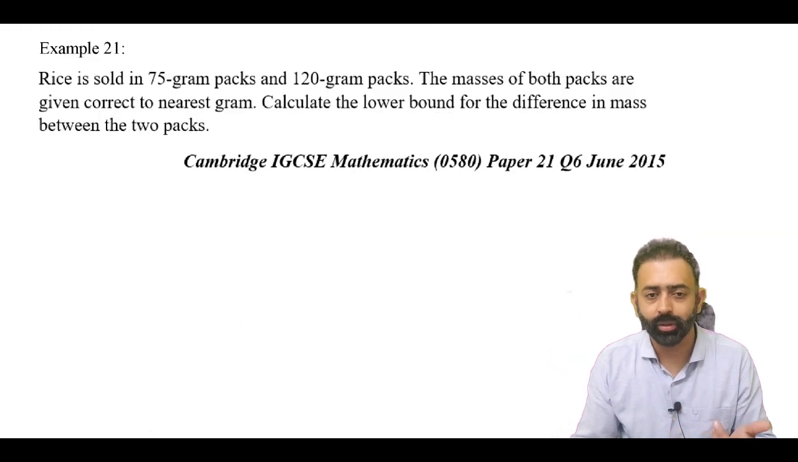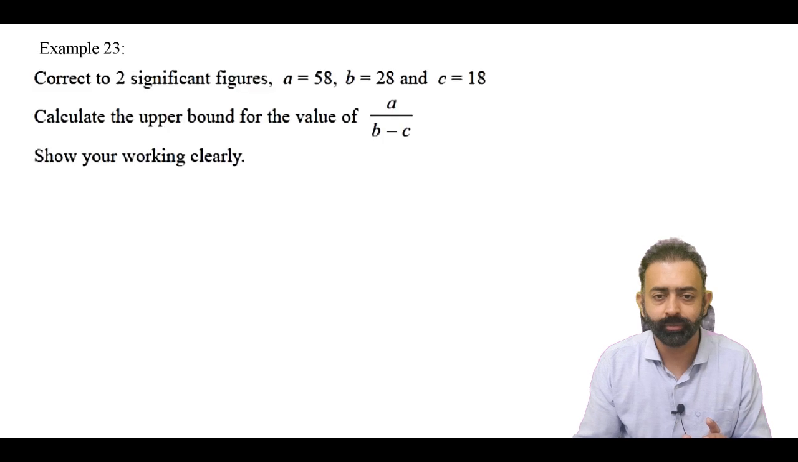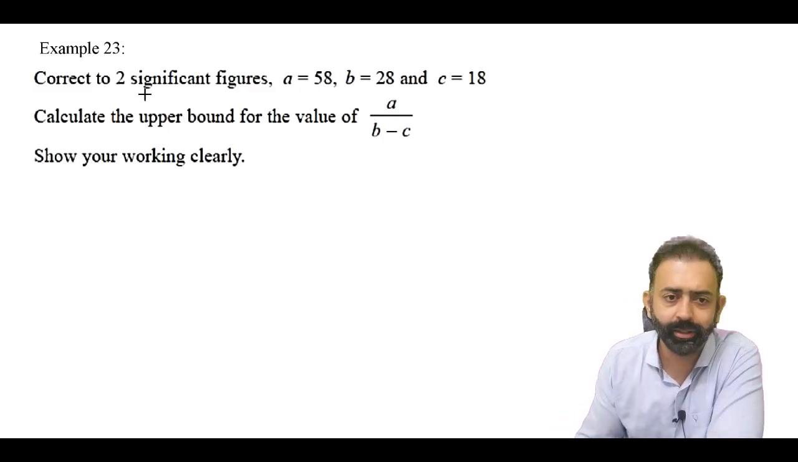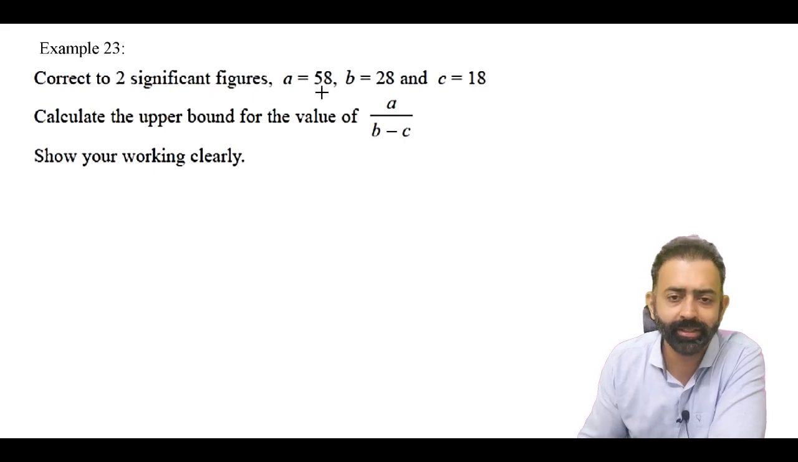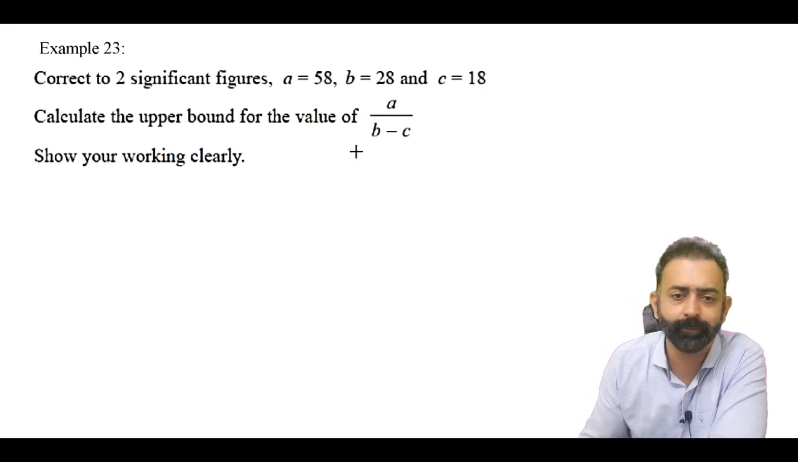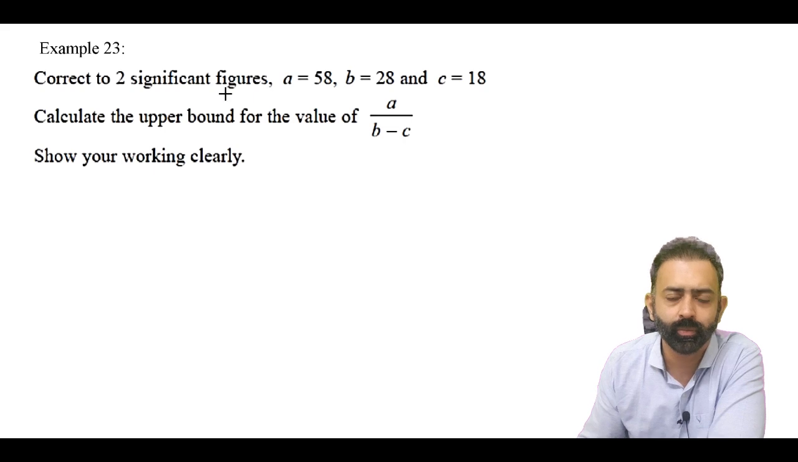Let us do one more question, which is this. It says that correct to two significant figures, A is 58, B is 28, and C is 18. Calculate the upper bound for the value of A over B minus C. It says correct to two significant figures. Okay, that means we can introduce one decimal to it.